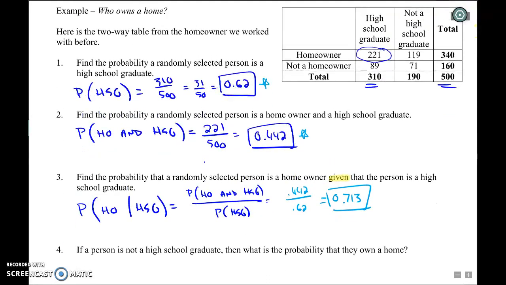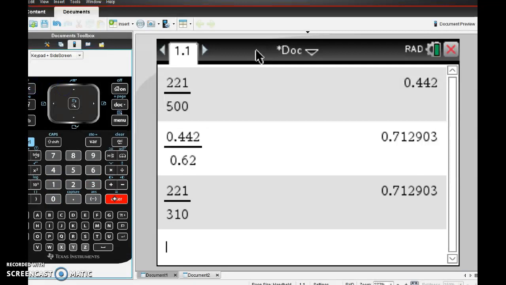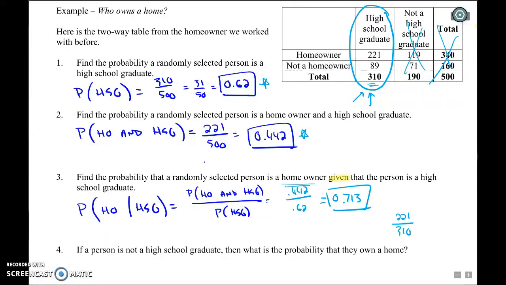There is another way to calculate it, a more conceptual way. We have our table of values. We can just think about what's the probability somebody is a homeowner given that they are a high school graduate. So if you only select from people that are high school graduates, basically just pretend your data set doesn't even have these other values and you're just looking at this distribution. Given that you're a high school graduate, there's a total of 310 people. Find the probability that you are a homeowner. So that's 221 out of 310. And if you type in 221 out of 310, you'll see that you get the exact same answer. You may say, well, that's easier. Then go ahead and do it that way. You don't need to use a formula. The formula is just there if you want to use it or if it makes things easier.